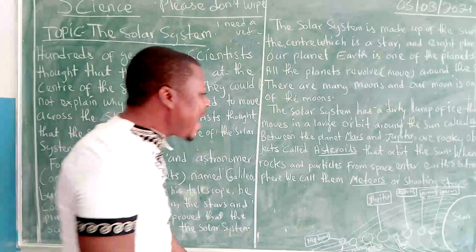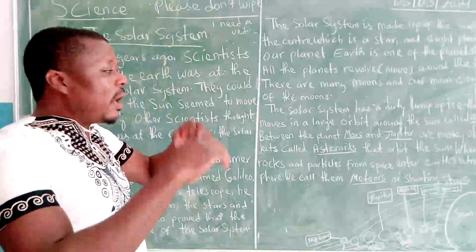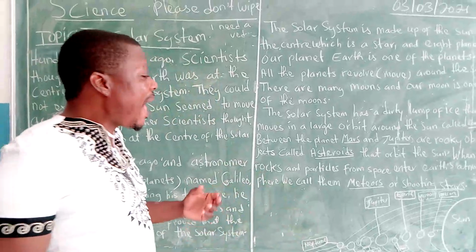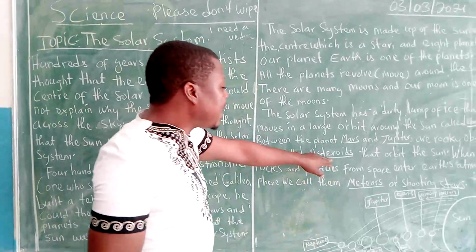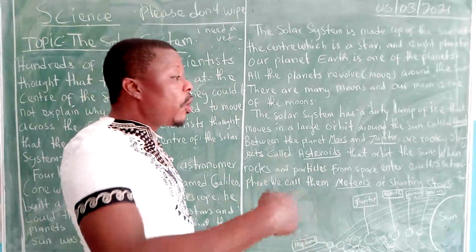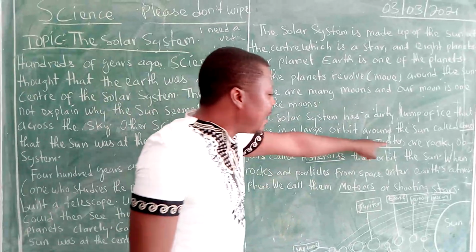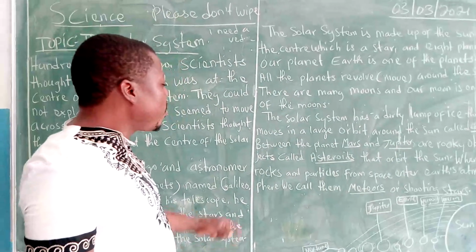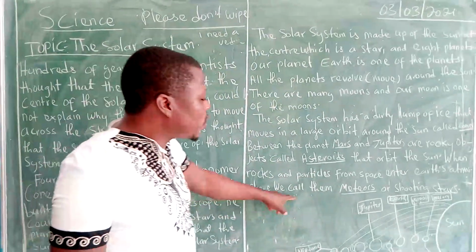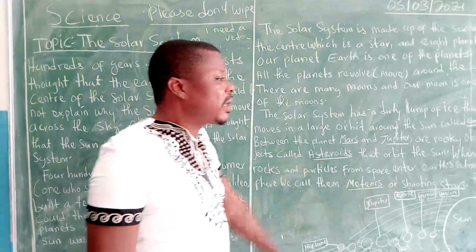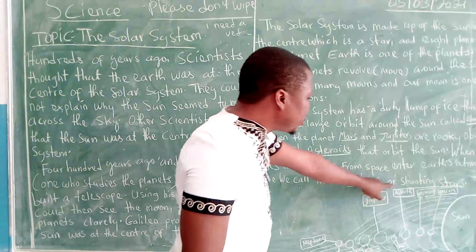And he said between the planets Mars and Jupiter, there are rocky objects called asteroids. These rocky objects go around the sun. They are called what? Asteroids. And they are found between two planets, Mars and Jupiter. And he said when rocks or particles from outer space enter the Earth's atmosphere, they are called meteoroids or shooting stars.